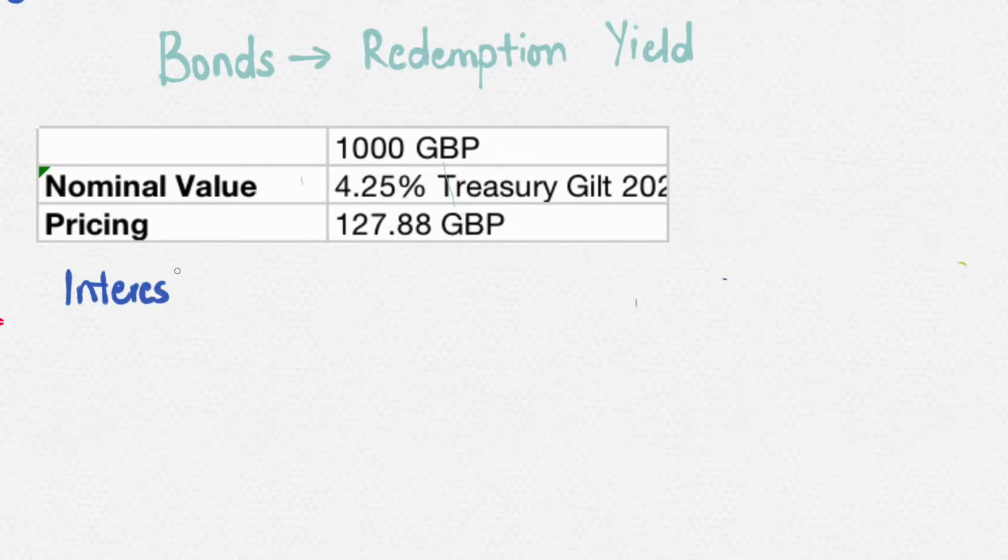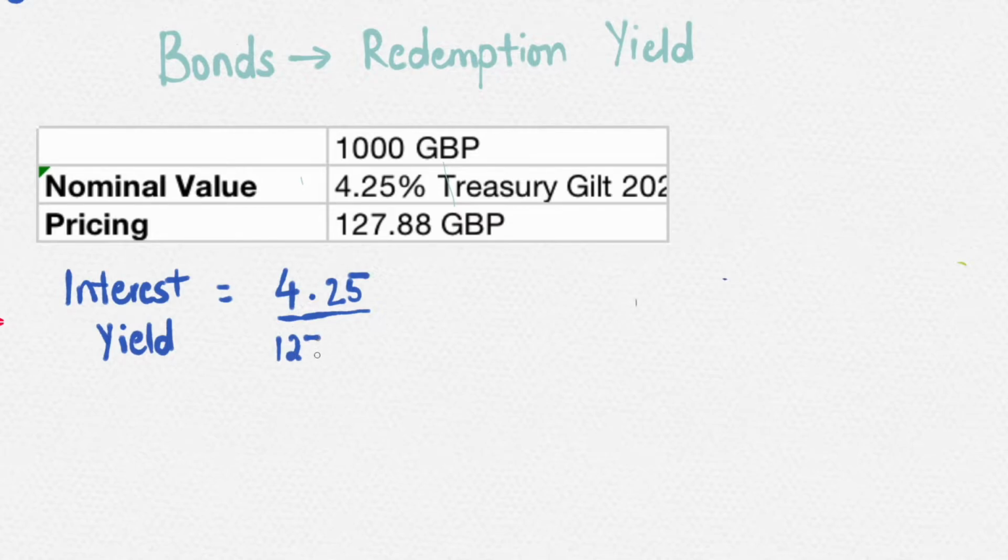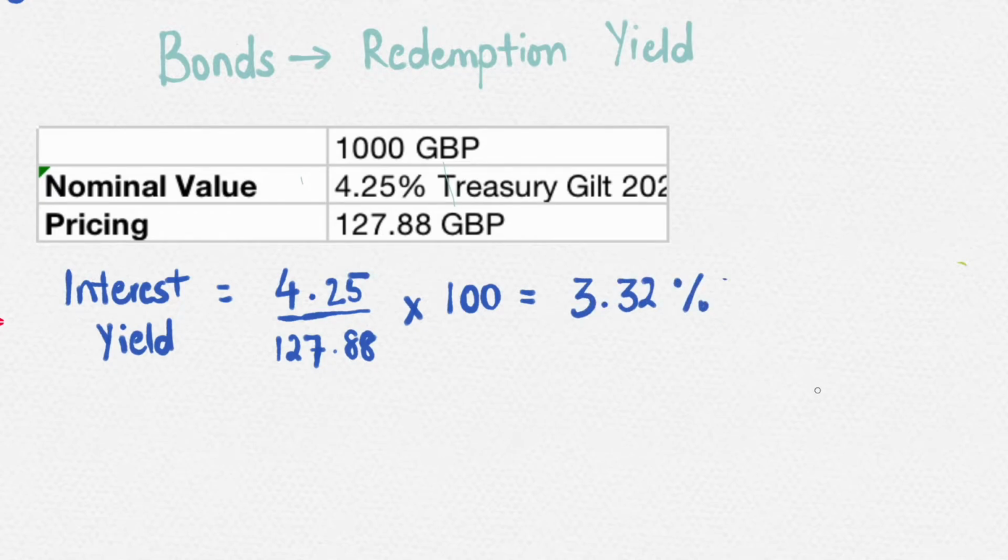Now, looking at the example here, if we had to calculate the interest yield, we would quite simply find the coupon rate, which is 4.25, and you would divide it by the current pricing, which would be £127.88. Now you want that in percentage format, so you would multiply it by 100, and a quick dot in the calculator would give you 3.32%. Now that's your interest yield for said bond.